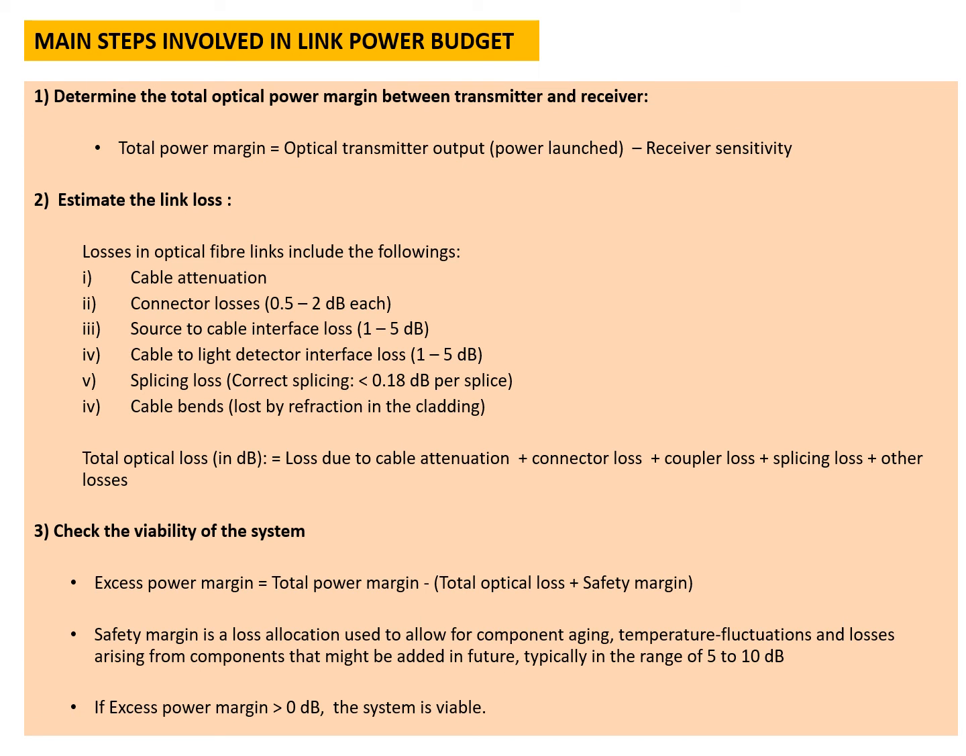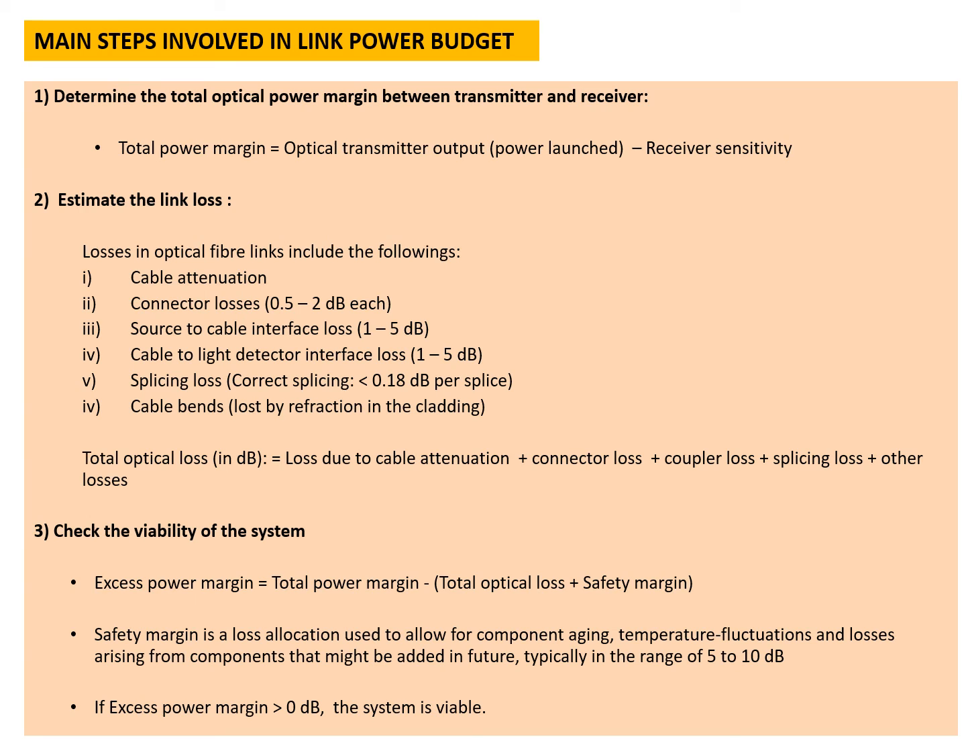The link power budget can be performed based on the following steps. Number one, determine the total optical power margin between transmitter and receiver. This can be done by taking the difference between power launched and receiver sensitivity. Number two, estimate the link loss. The losses in fiber links include cable attenuation, connector losses, source to cable interface loss, cable to light detector interface loss, splicing loss, and cable bends.